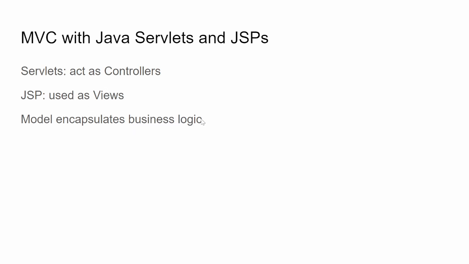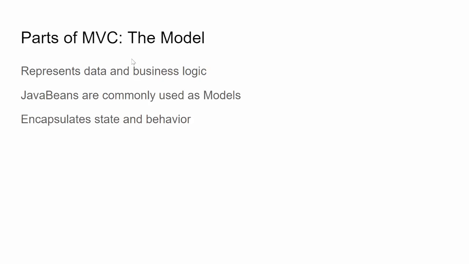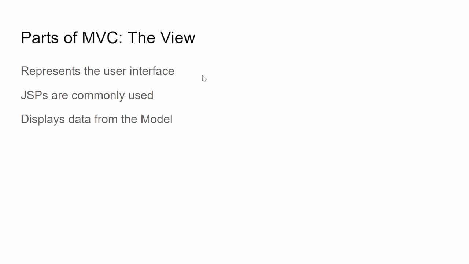The model is basically going to be Java classes that handle HTTP requests. Parts of the MVC, the model, it is the logic behind your program. We're not going to use it, but Java beans are also commonly used, but they encapsulate the state and behavior, so basically just your logic. The view, it's the front end, it's the user interface.